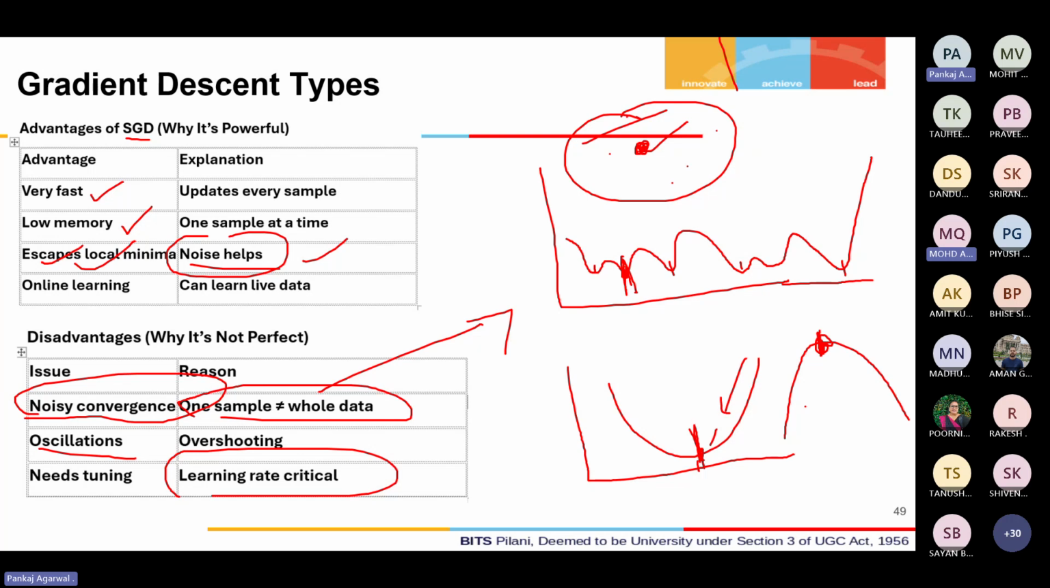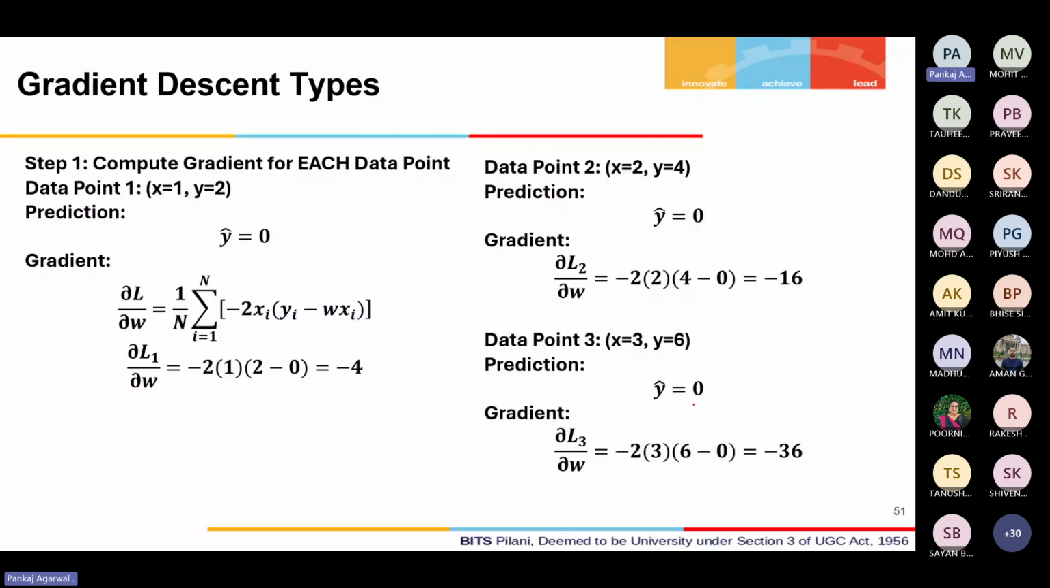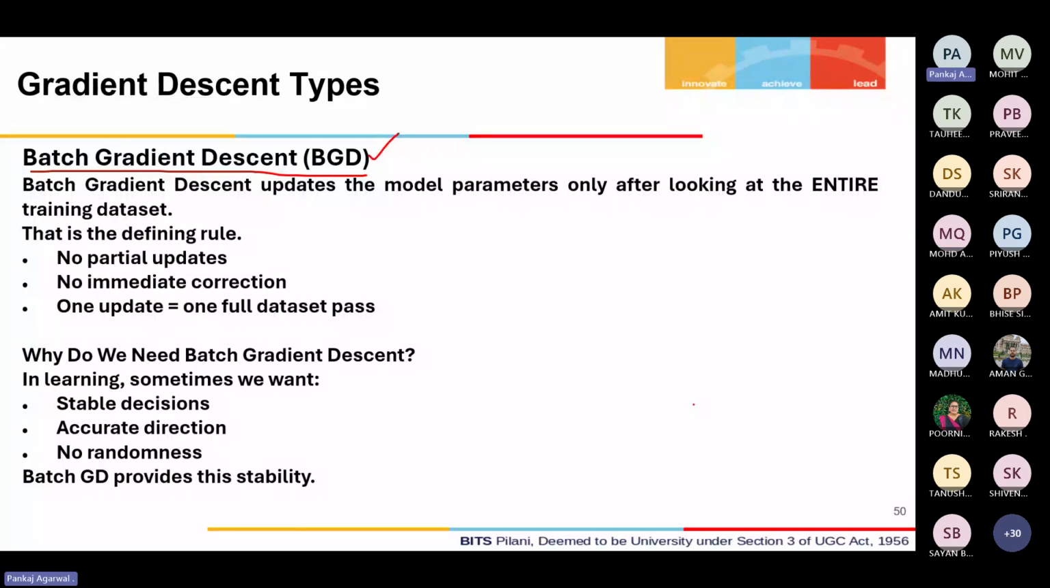Sir, I have a question. In gradient descent, for an epoch, do we consider all the records of that epoch, or is it skipping randomly? No, we do not skip. We have to take all the data points. But then how is it different from normal gradient descent, sir? Because in normal gradient descent also we take all the records.